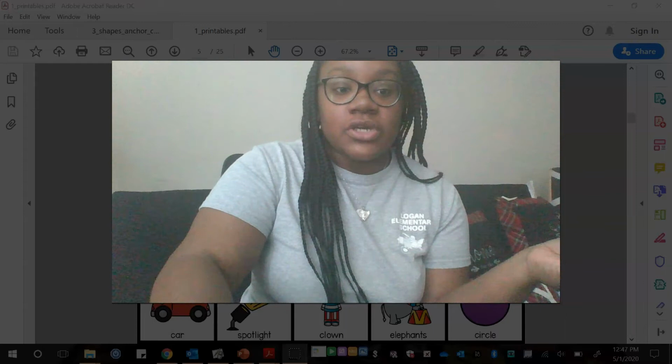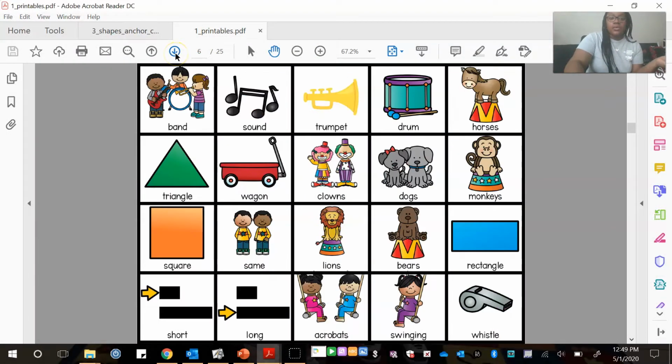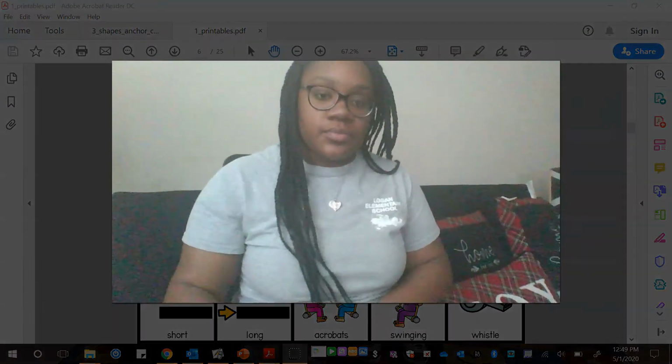So I want you to try to find the triangle on this page. Where is the triangle? The triangle is right here. Very good. And that is a green triangle. So it has 1, 2, 3 corners. Is that what it said? Yep, 3 corners. And then there's 1, 2, 3 sides. How many sides? 3. Very good. All right.